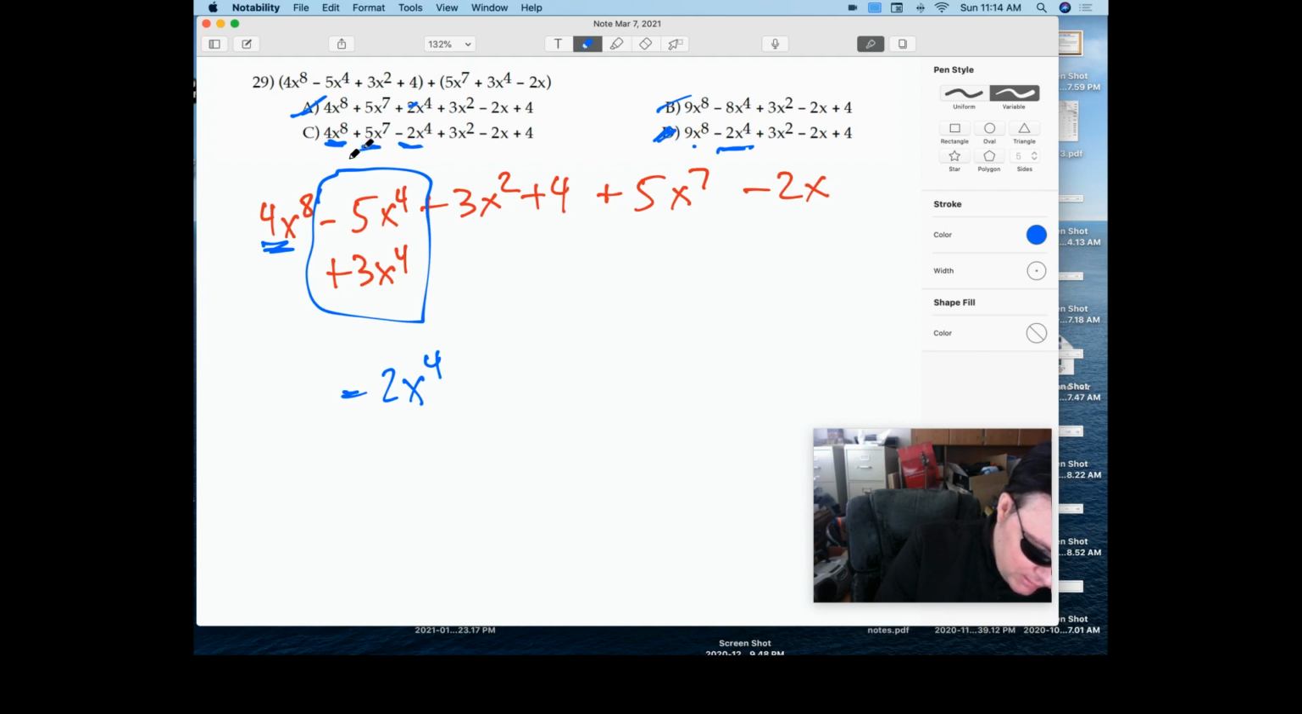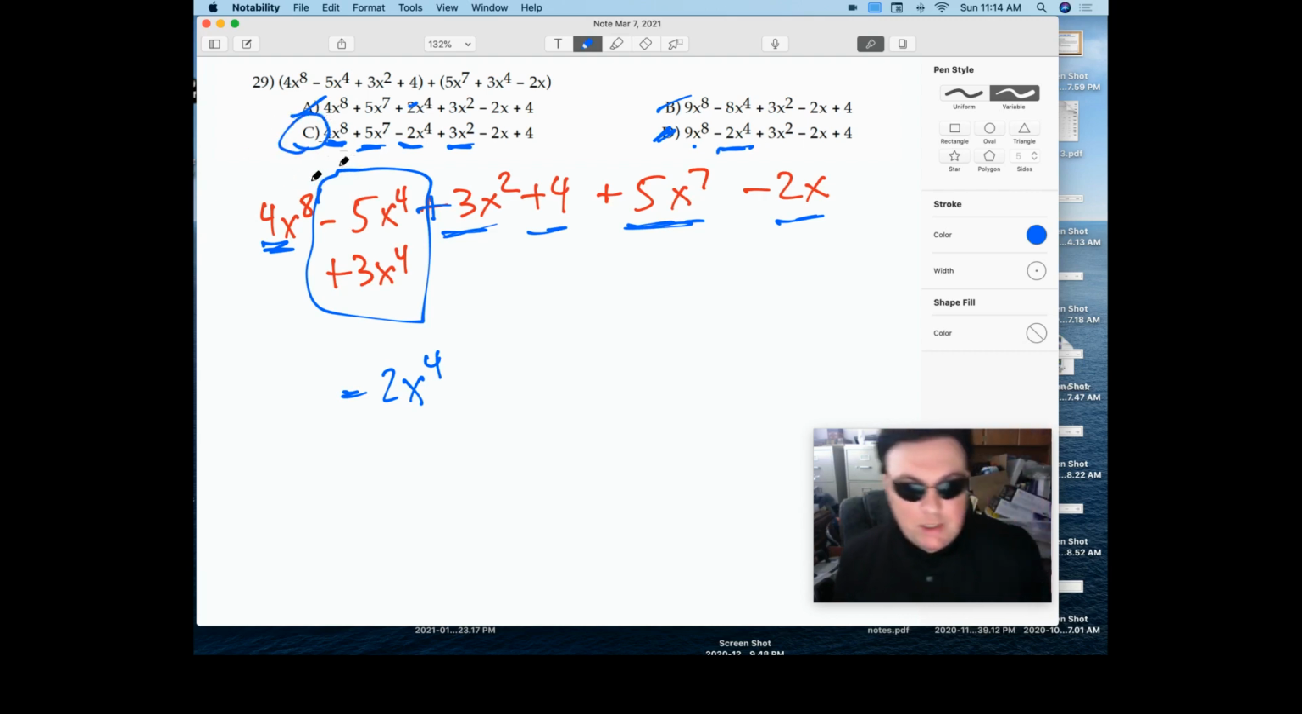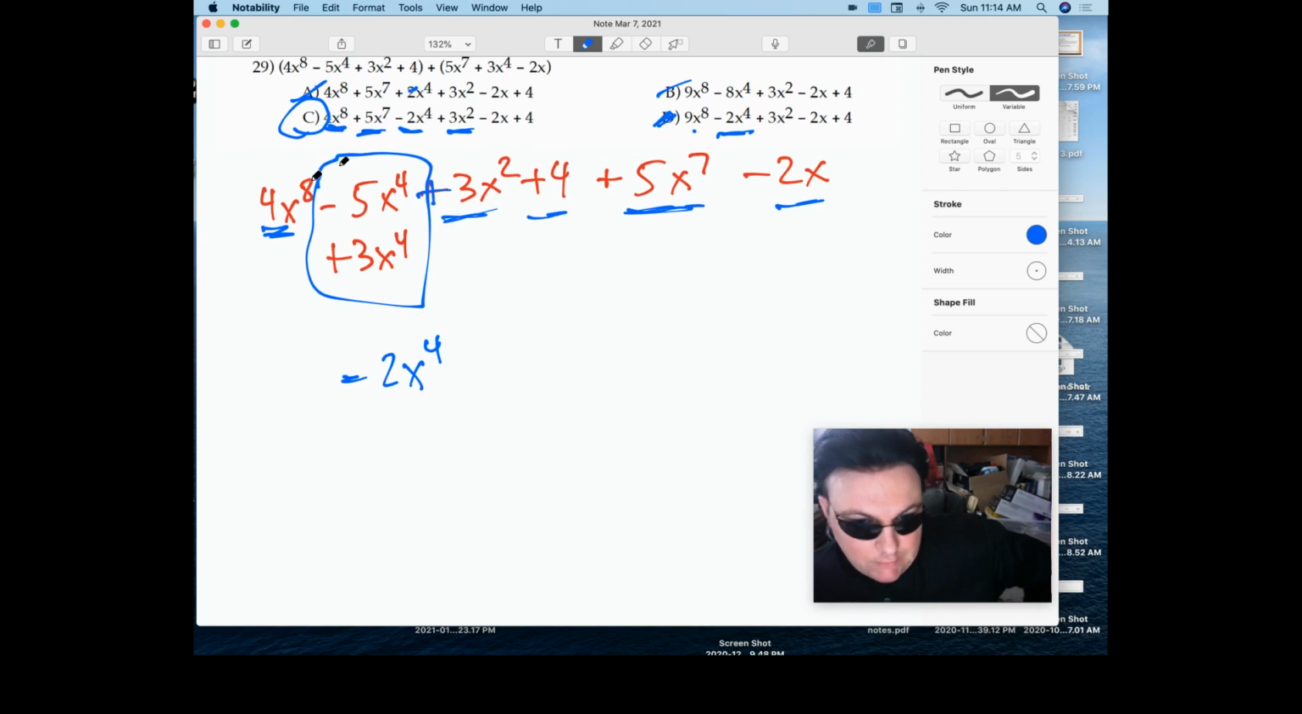Let's see here. Plus 7x to the 7th. Yes. That's a plus 3x squared. So yeah, minus 2x plus 4. So that matches up entirely. Notice they put them in descending order because that's the way we like to write our polynomials for organization's sake. So don't get flustered by that.